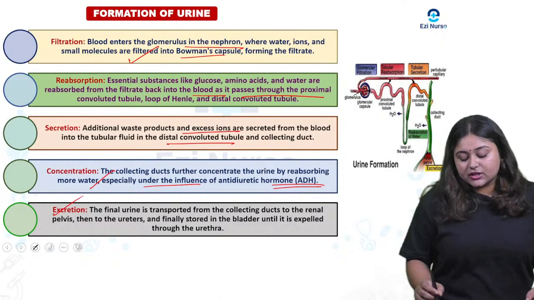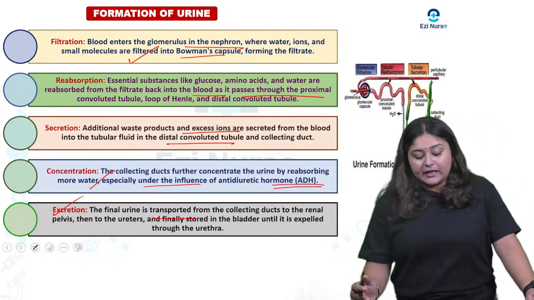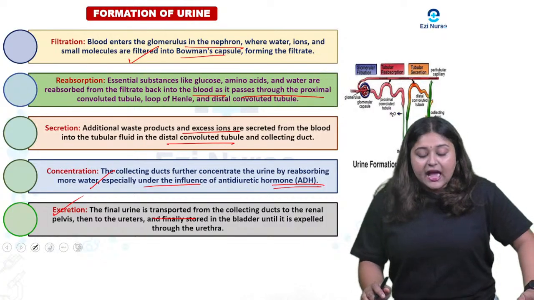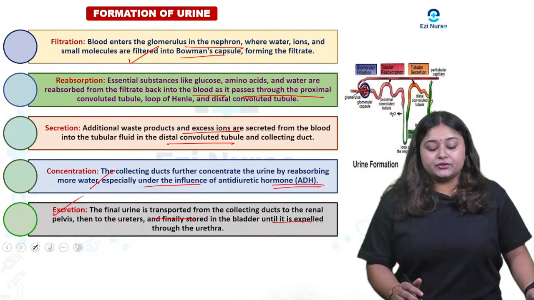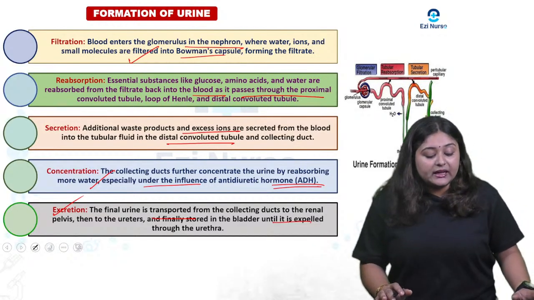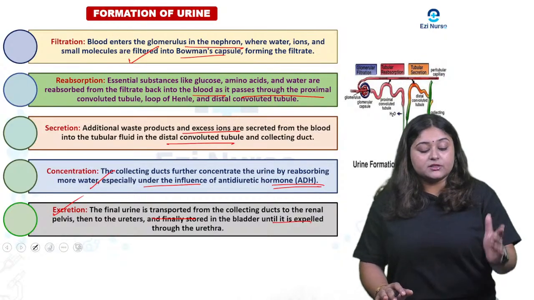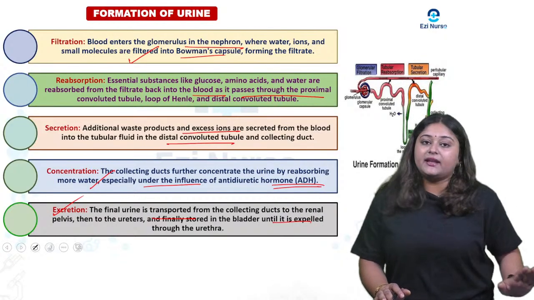Next is the excretion. The final urine is transported from the collecting ducts to the renal pelvis, then to the ureters, and finally it is stored in the bladder until it's expelled through the urethra. So these all are the processes of formation of urine. Mainly there are 5 processes: first is filtration, then reabsorption, then secretion, concentration and excretion.